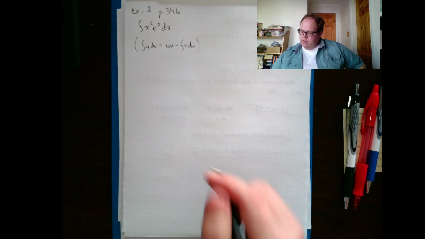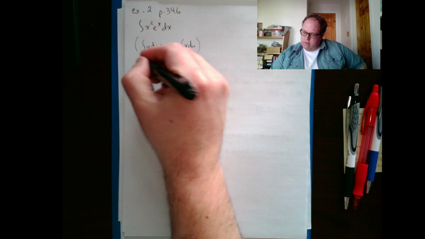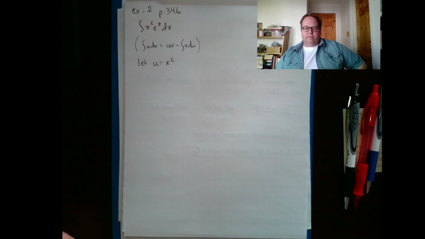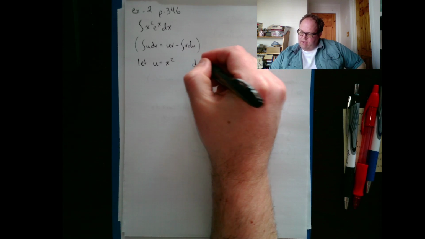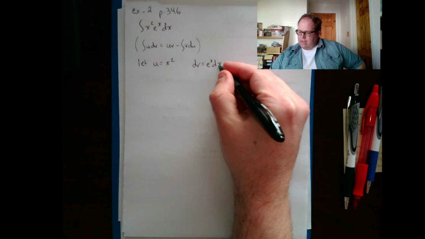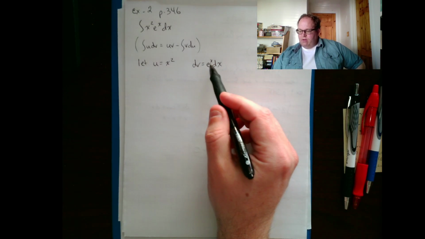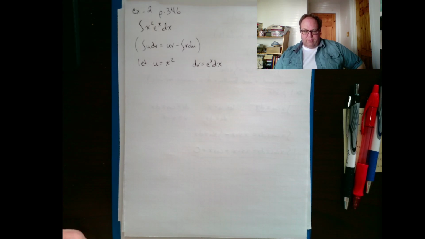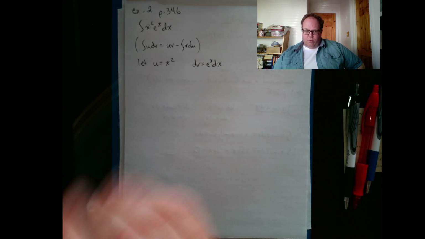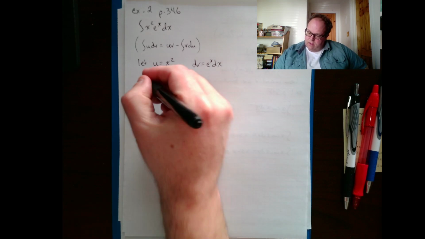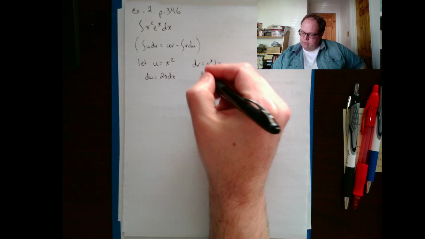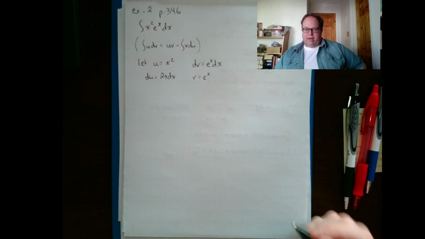So I am going to let u equal x squared and dv equal e to the x dx. Again, in dv I've got something whose derivatives and antiderivatives look a lot like each other. In this case, exactly the same thing. And in u I've got something that gets more simple as I take its derivative. So du would equal 2x dx, and v would just equal e to the x.